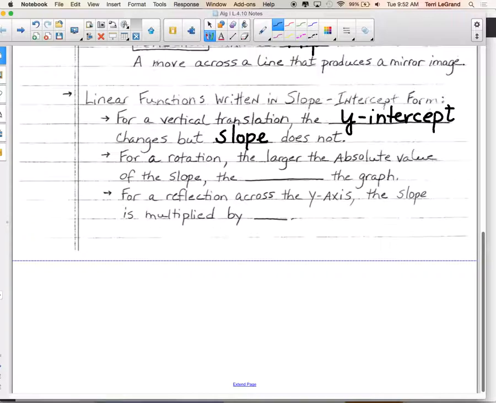For a rotation, what changed again? We already said it. What changed in the rotation? The slope. Does the y-intercept change? No. So the slope changes. When we talk about rotations, yes, it does rotate, but we also have to talk about what point it rotates about. It's going to be the y-intercept. That's the fixed point. And what happened to the line? Did it get steeper or less steep? So what makes a line steeper? The smaller the slope, the steeper it is. Is that what we learned?